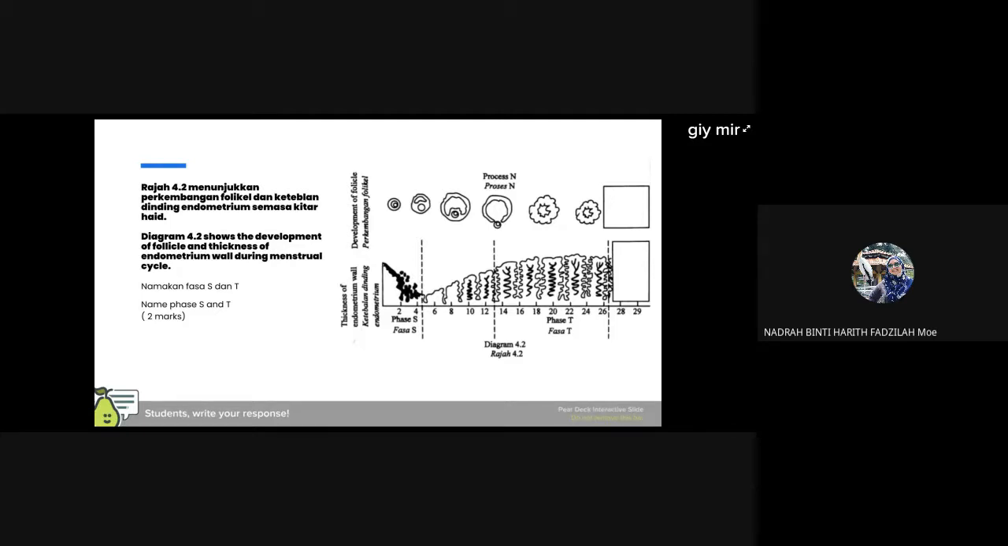Kalau tak ingat nama, kalau bagi description, I think also can. Misalnya kalau macam tak ingat nama the menstruation but you write down shedding of endometrium. Boleh lah. Shedding of endometrium wall. Boleh.